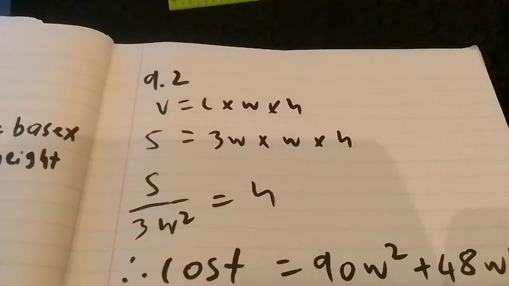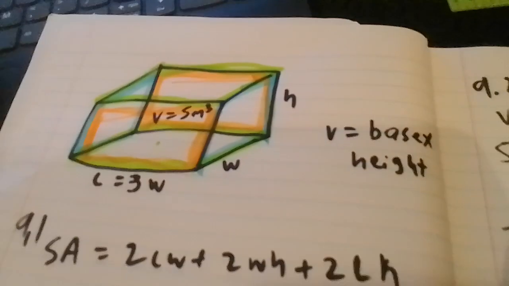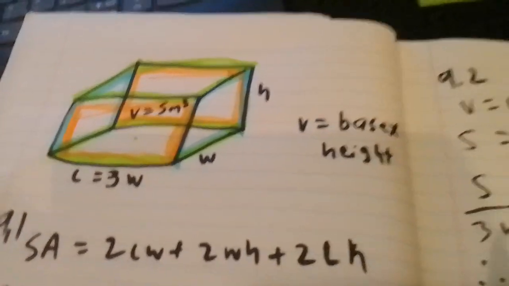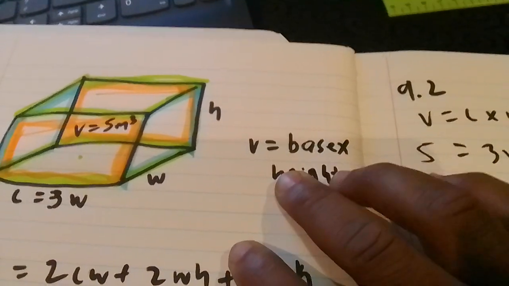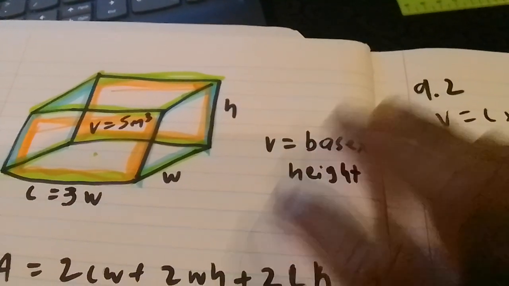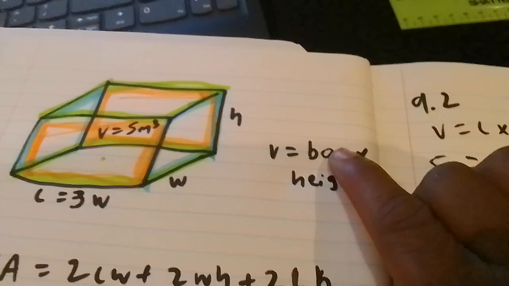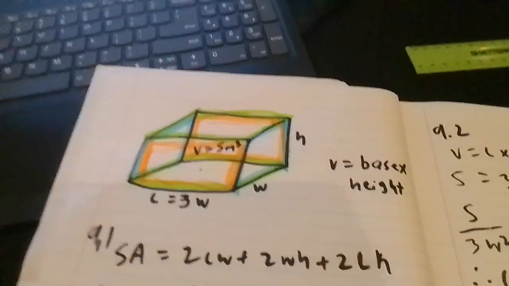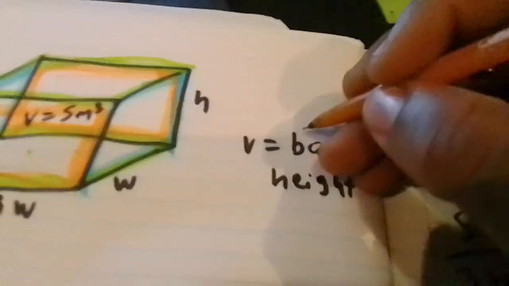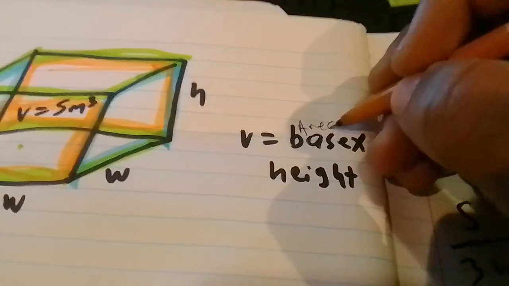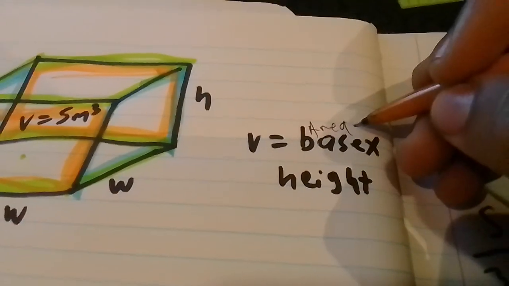Now, just to go through this one, 9.2, determine the width of the box such that the cost to build the box is at a minimum. So now remember we're given the volume, and I said to you that the volume is the area of the base times the height. Just need to mention that it's the area of the base.